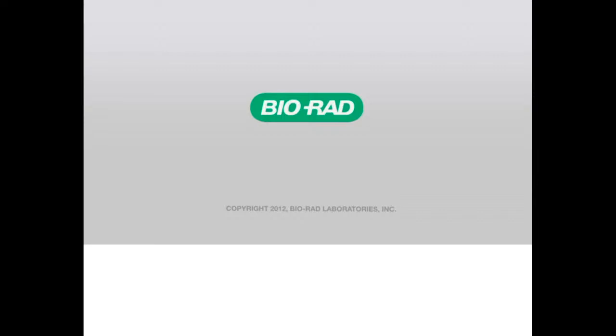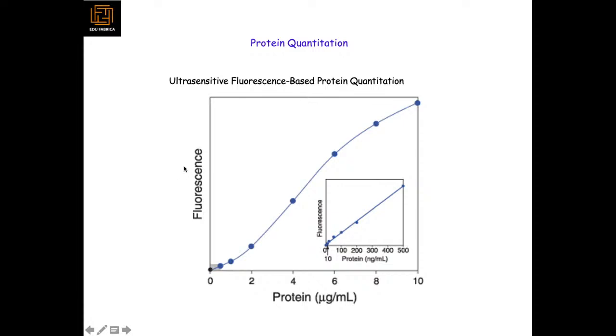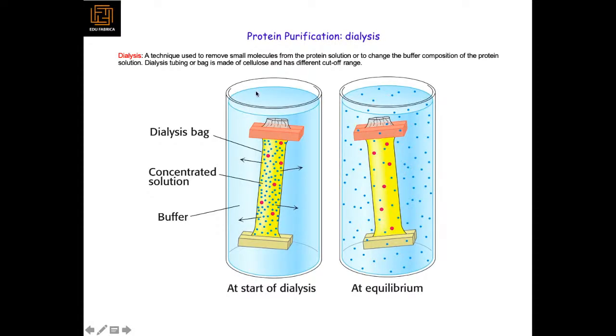So that was the basics about the Bradford assay. You can also use another technique, which was published in a Biotechniques paper named ultra-sensitive fluorescence-based protein quantitation, in which you add a dye to your samples, then heat for 10 minutes, and cool to room temperature, then you can read the fluorescence. Once you get the fluorescence, you can predict the protein concentration. Then we are done with the quantification of a protein.